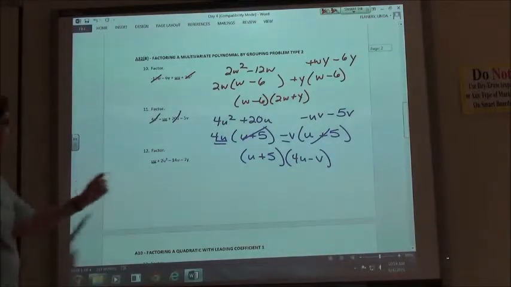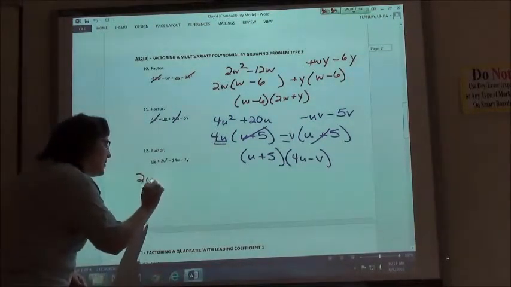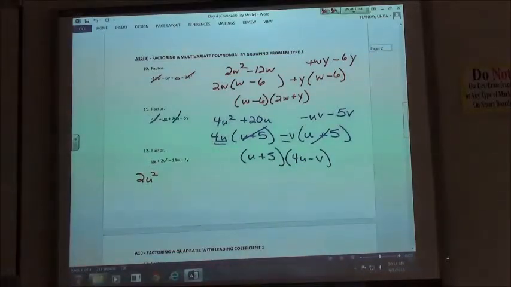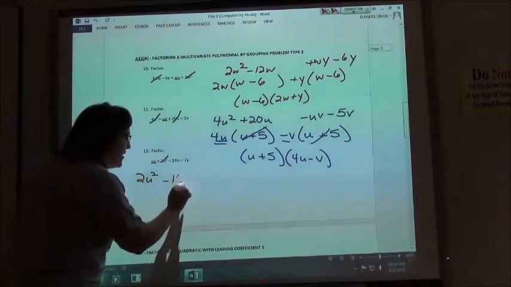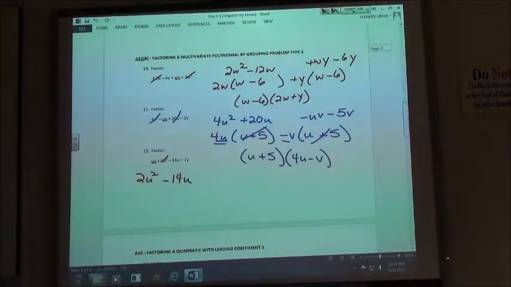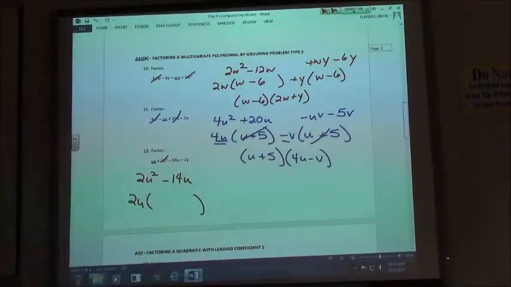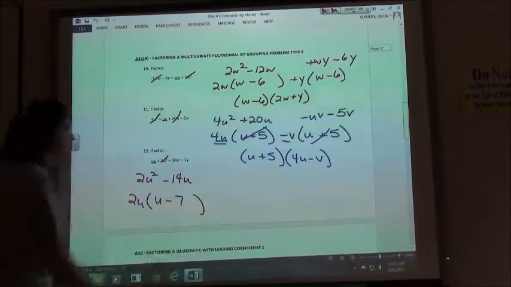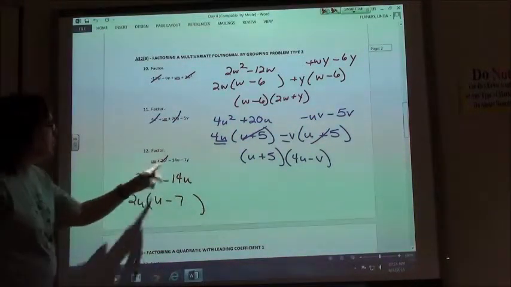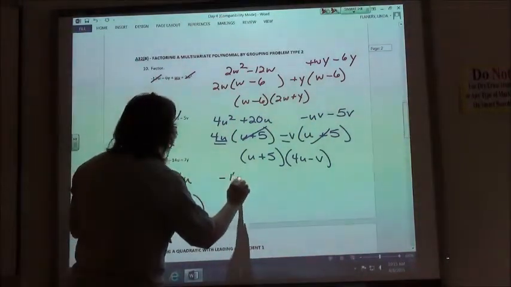So number 12, my first term I'm going to start with is the 2u squared, since that one has the highest exponent. And which one should I group with it? Negative 14u. And I can divide what out of both of those? 2u. If I divide by 2u, I would get u minus 7. So on my other two terms, I'm going to put the minus 14u.